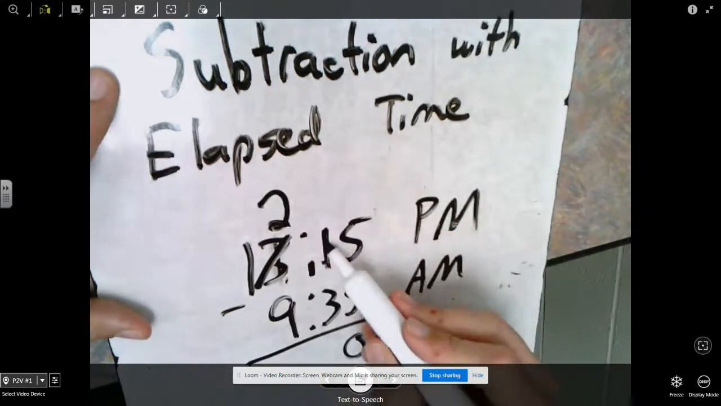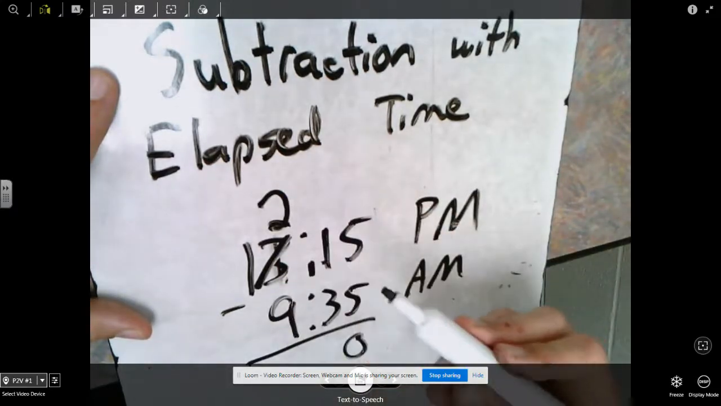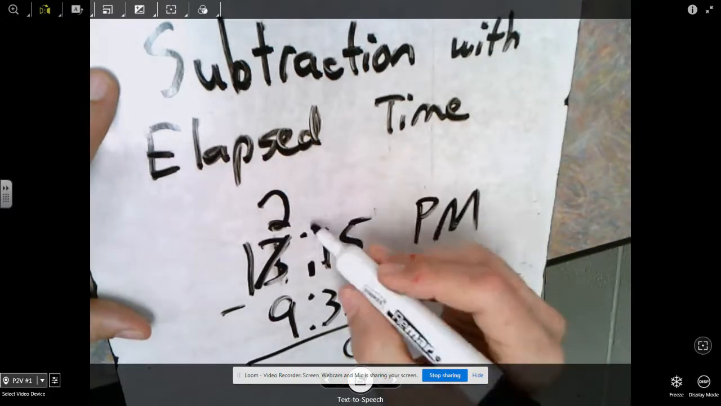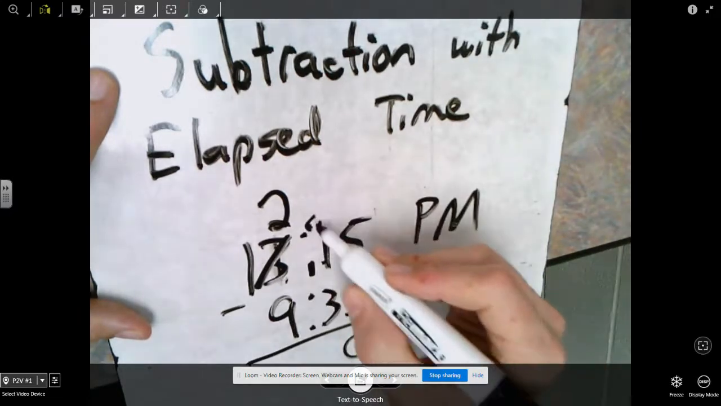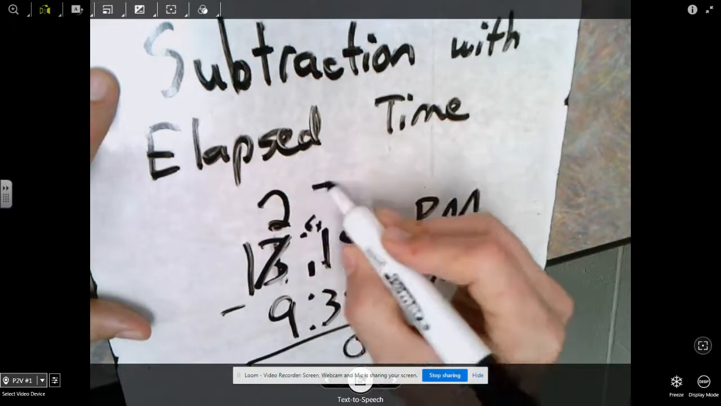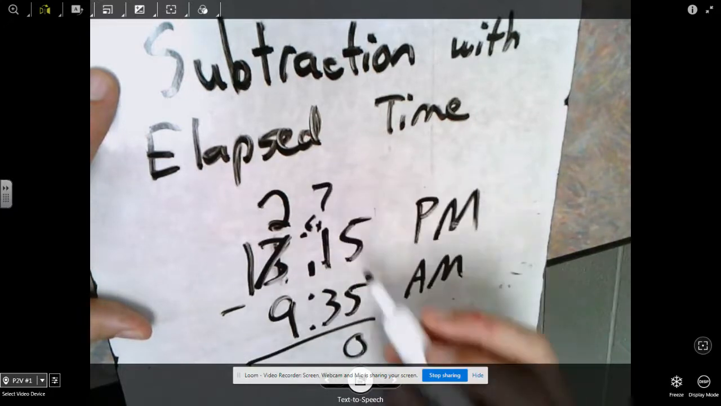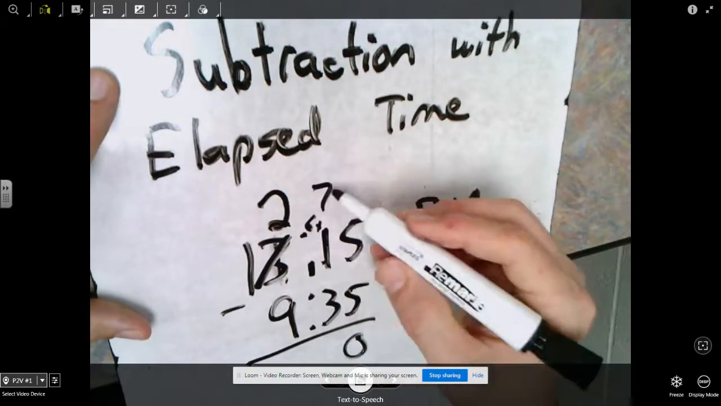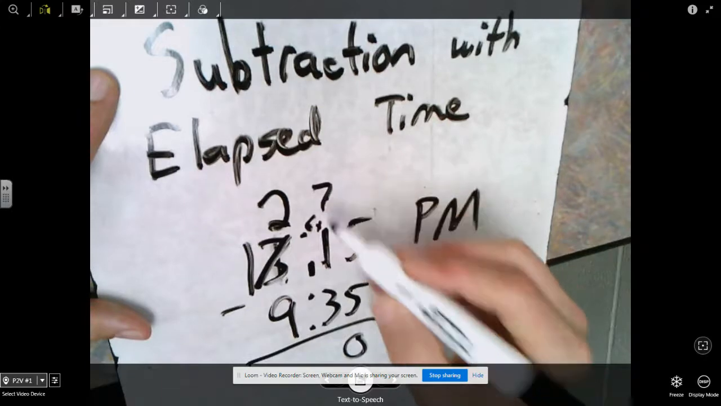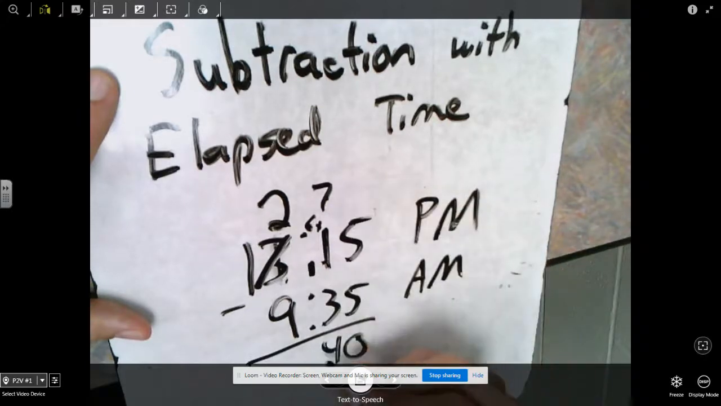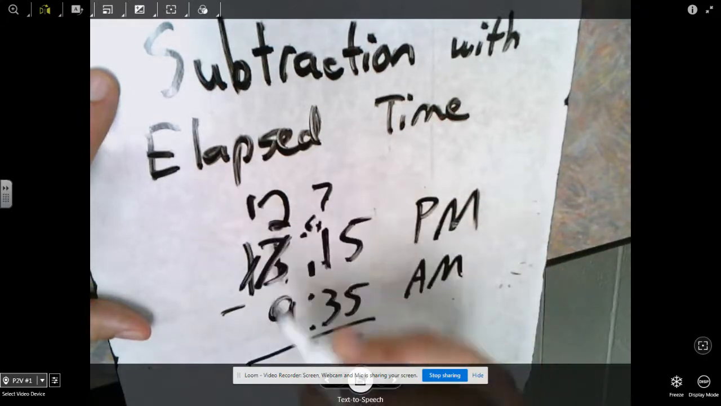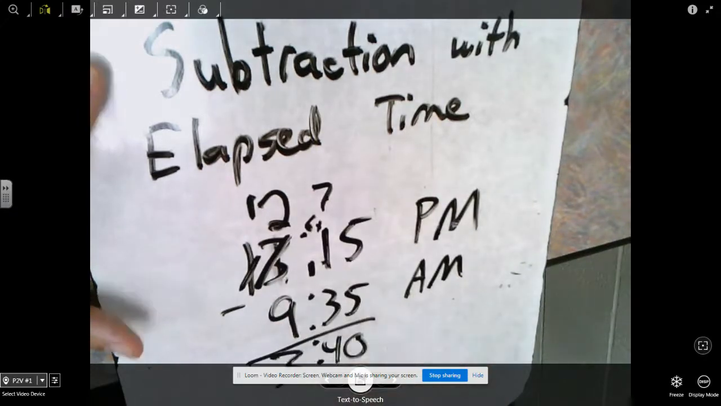Now I'm transitioning over to minutes. So there are 60 minutes in an hour. So if I add 6 here, because that's in the tens place, that's 60, I'll get 7 right there. That's really 70 minutes then. And then I can just subtract. 7 minus 3 is 4. Rename that. 12 minus 9 is 3. So it's a pretty easy way that you can do it.